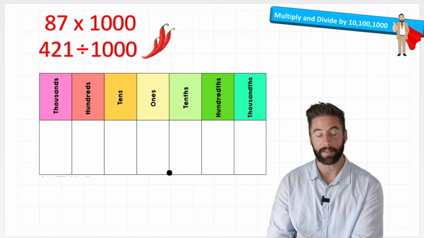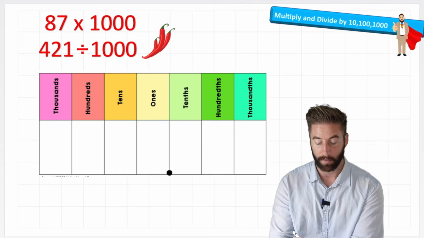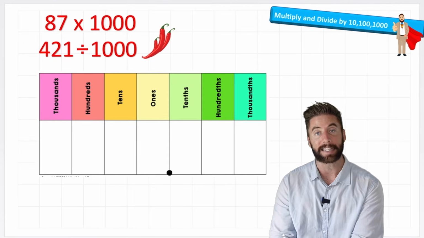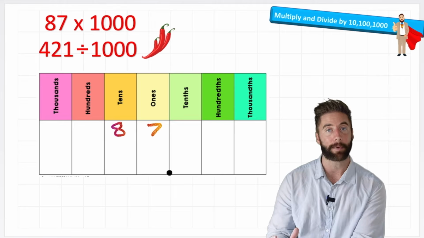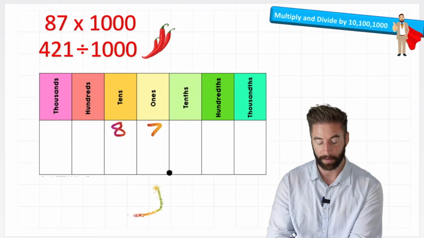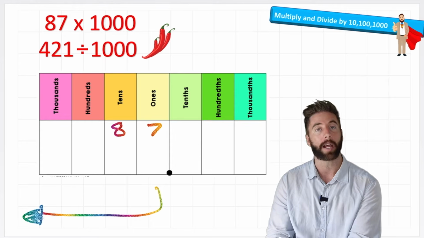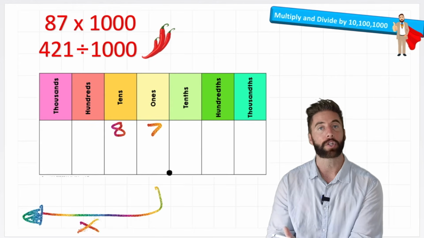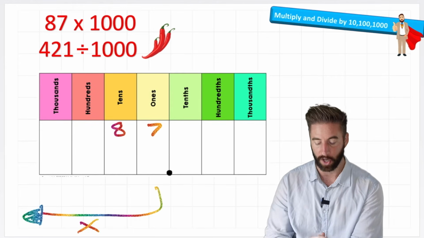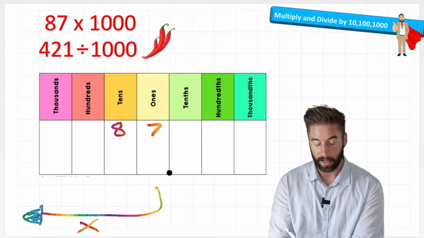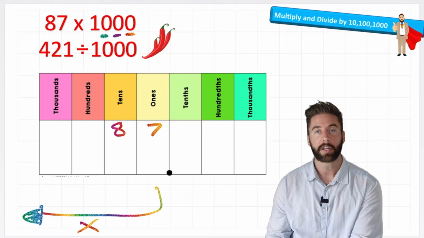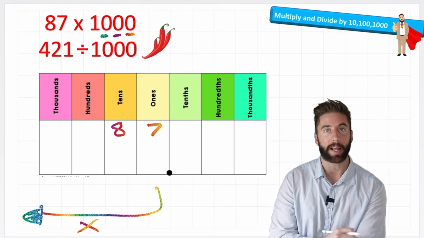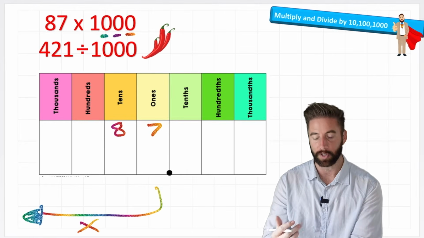Here we go. 87 times 1,000. So same rule applies. I'm going to put my 87 in place, but now I'm multiplying by 1,000. So how many places am I going to move it to my left? Because remember, when we're multiplying, we move it to the left because we're getting bigger along our place value chart. Well, I'm going to look at my 1,000. I can see I've got 1, 2, 3 zeros. So therefore, I'm going to move it 3 places to my left, making it 1,000 times bigger.